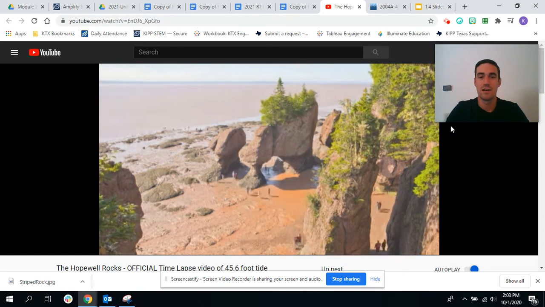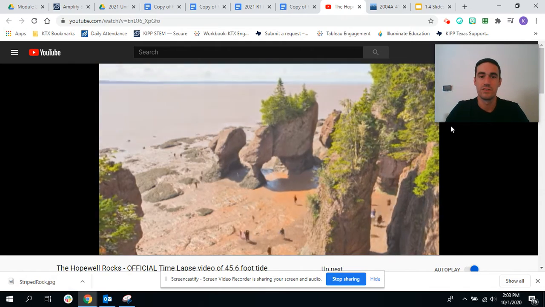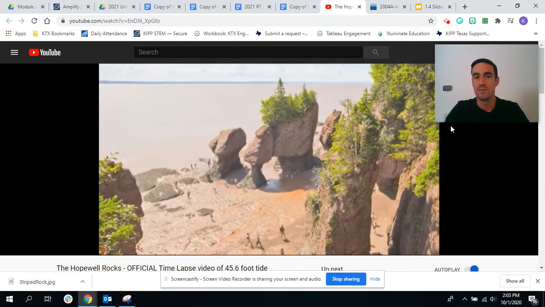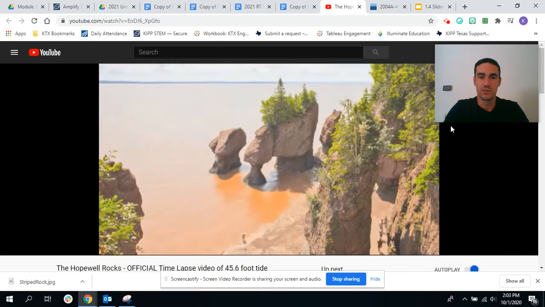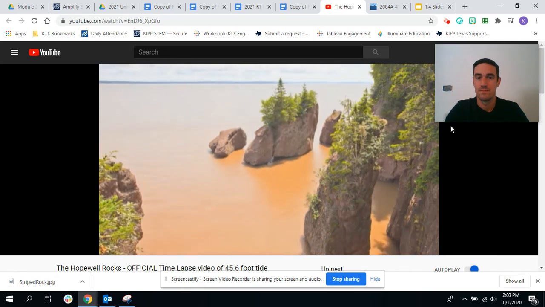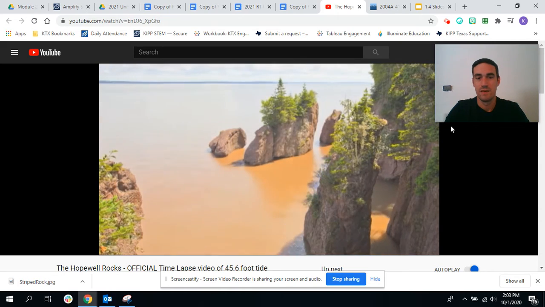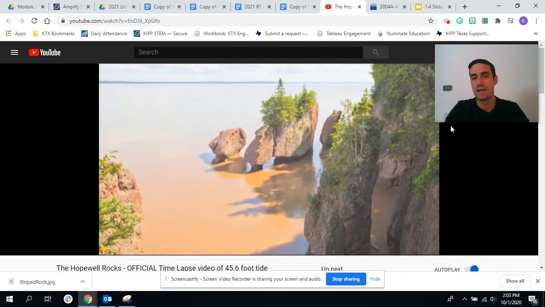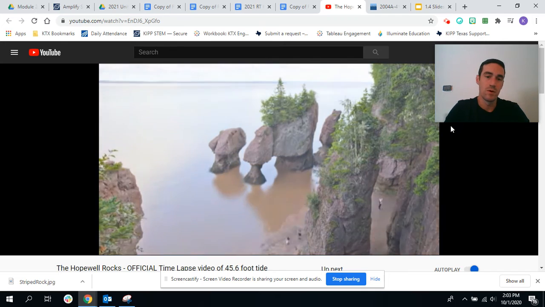Plenty of people walking around before the tide comes in, and you can start to see slowly, this is taking place over hours, the water starts to fill up. And right now it's at high tide, and then it starts going back down. And it was right about where I guessed it might be.